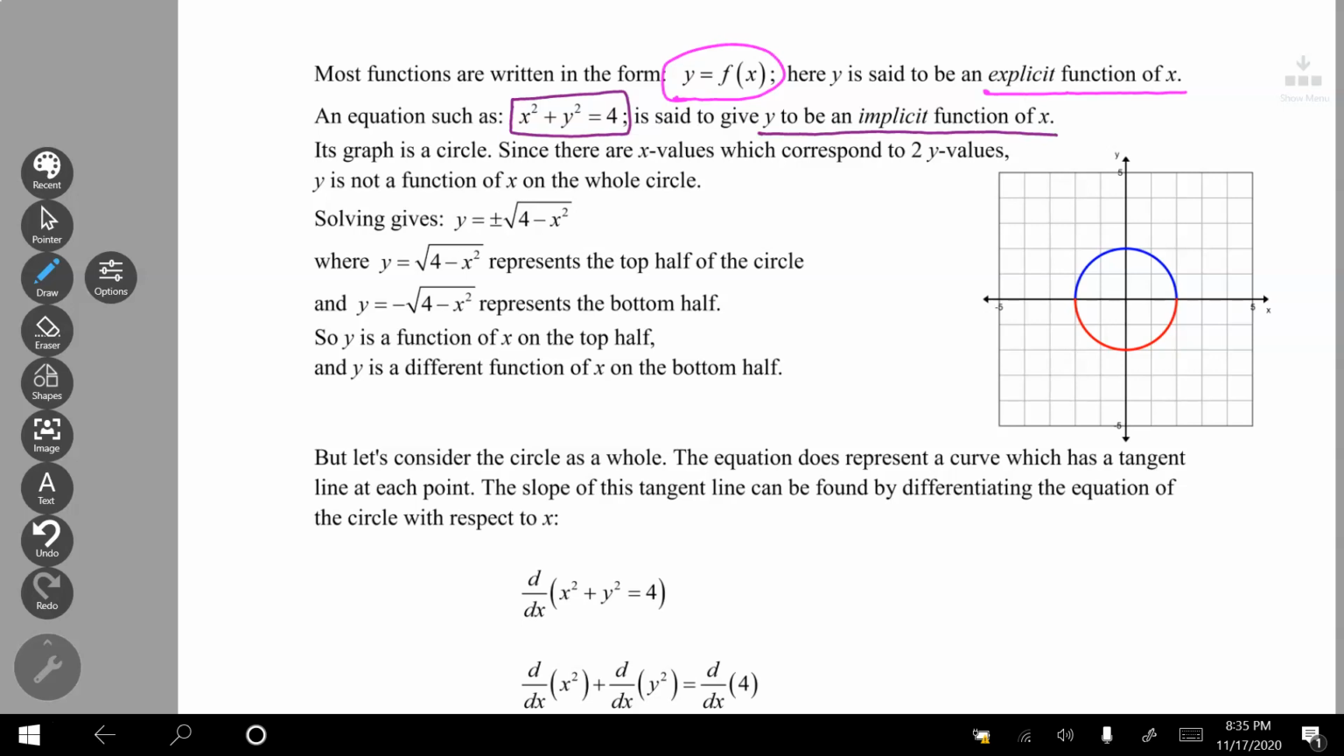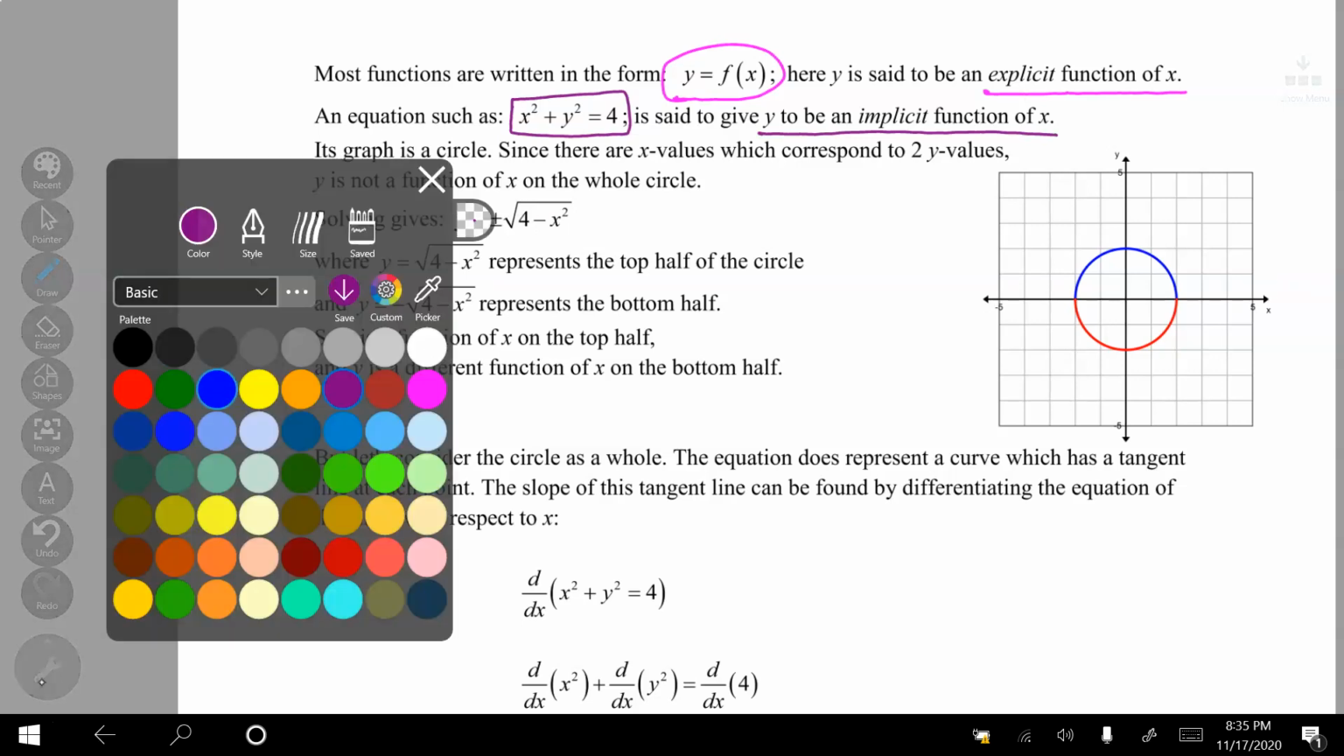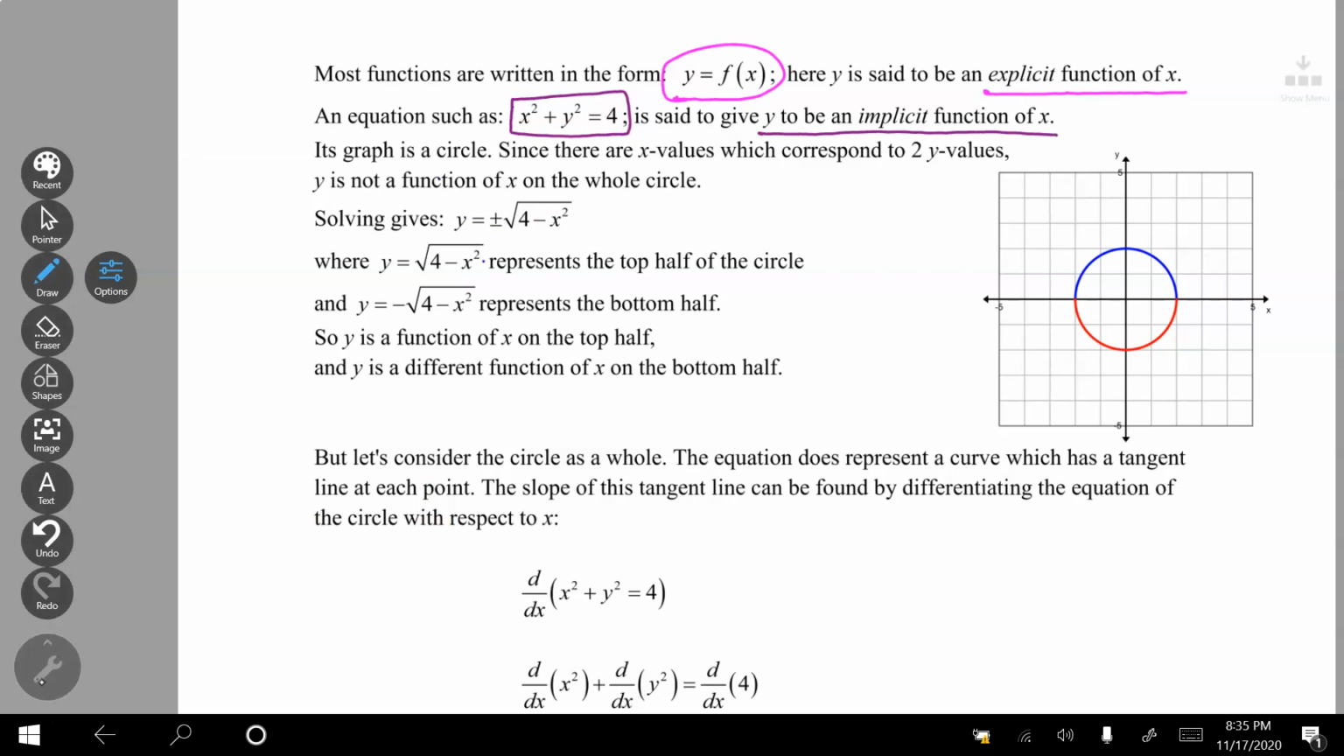Now if I wanted to, I could solve this. If I wanted to solve this for y, I would get this equation right here.